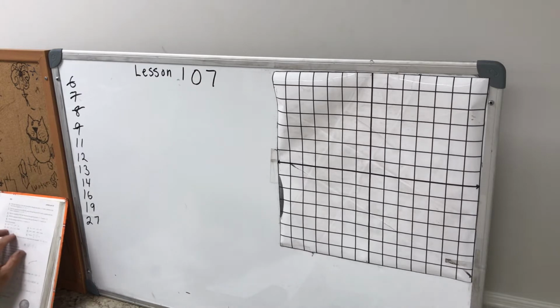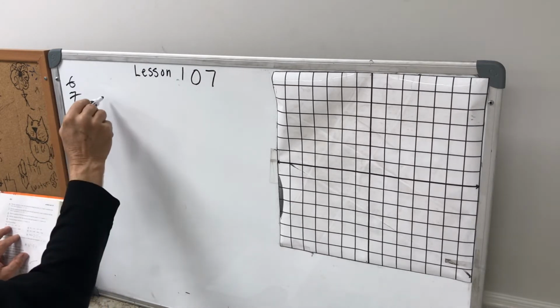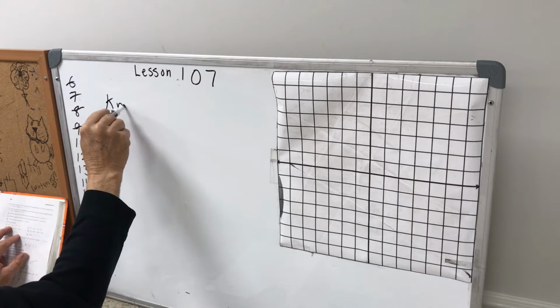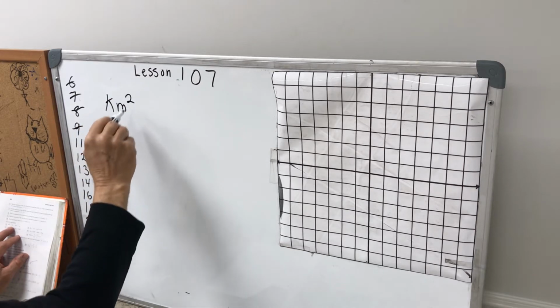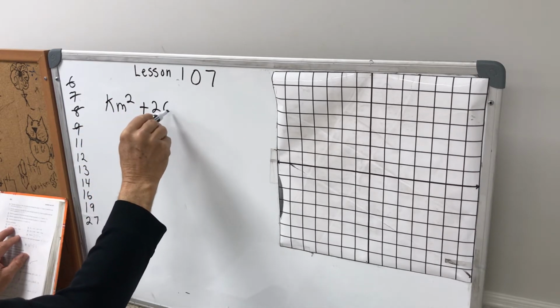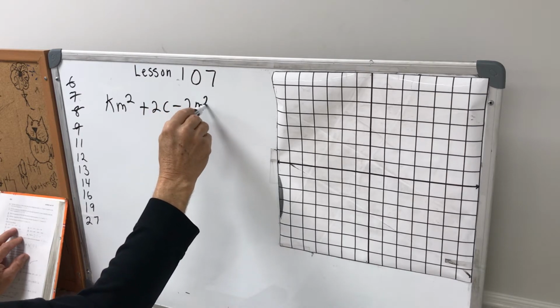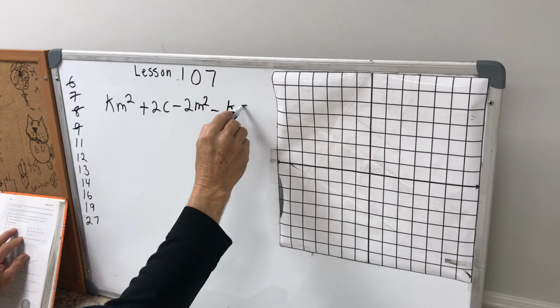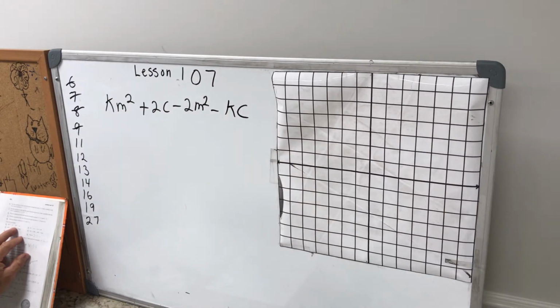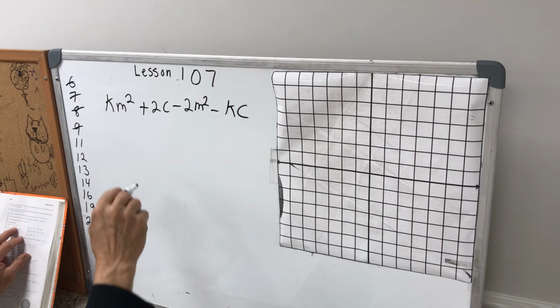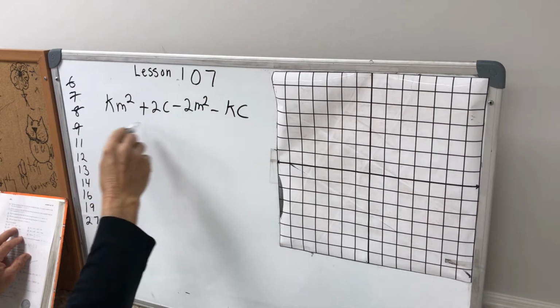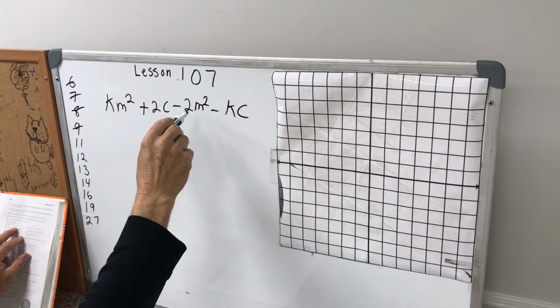And number 11. Now we're going to get into something that, well, I don't know, this is complicated too. We are into some pretty deep stuff right now. Plus 2c, negative 2m2, negative kc. Okay, so we will look at these 4 and pick out the ones that go together.